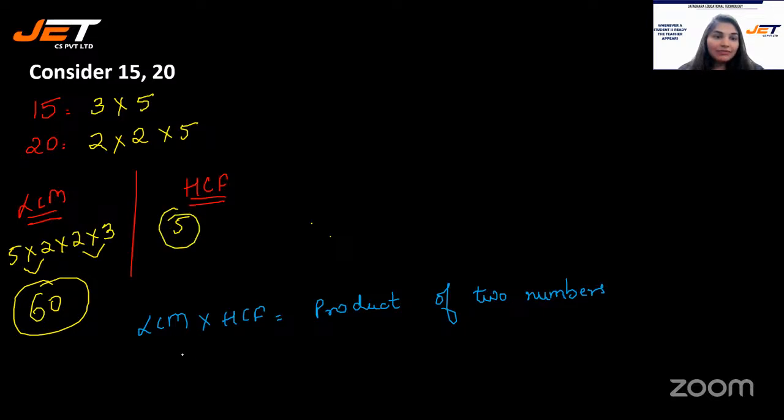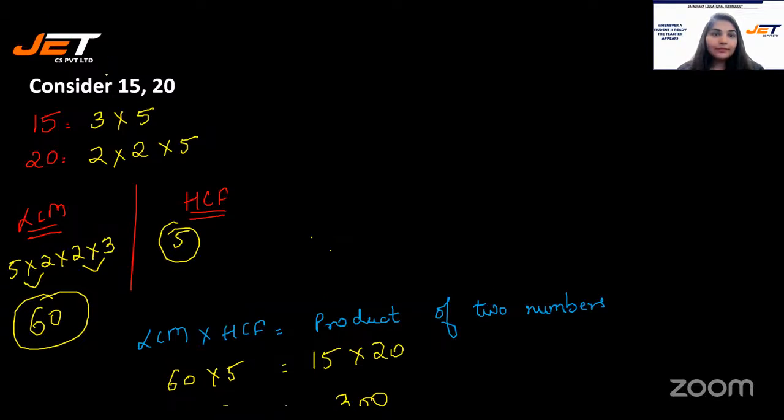Now, LCM 60 times HCF 5, 60 times 5 is 300, which equals the product of the two numbers, 15 times 20. 15 times 20 is again 300. Hence proved. This is how you can check the relationship between the two numbers.